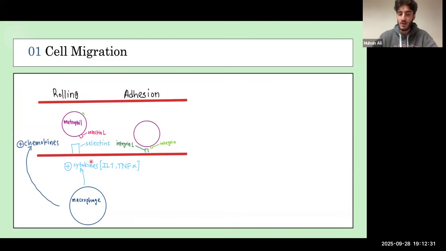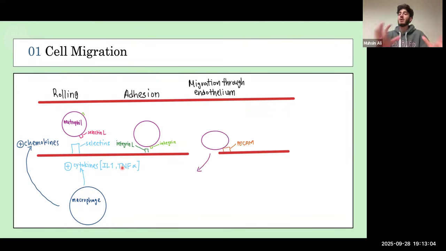And then the protein that is going to be expressed, or the receptor that's going to be expressed on the endothelial cell for this, that is again induced by these cytokines, is integrin. So the first one we have is cytokines are going to express selectin, which is going to allow for rolling of the neutrophil. The second one that we have is integrin, which is going to allow for the neutrophil to adhere to the endothelium. So first, it's rolling around, so it's going here, and then it sticks to that place. So I hope this is clear.